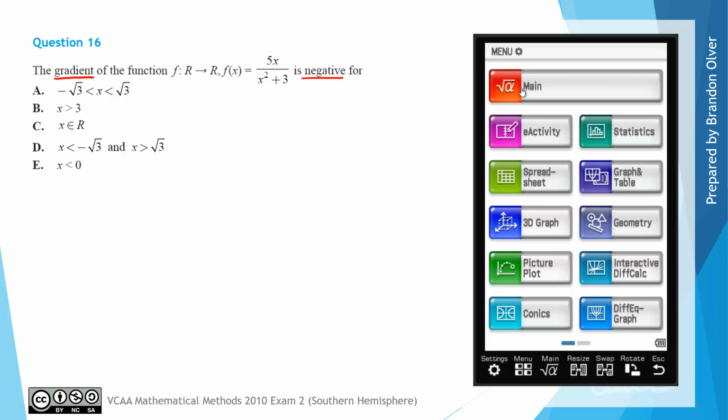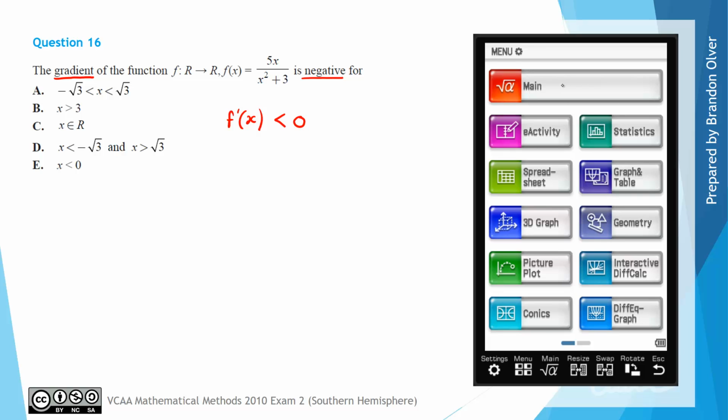If we want the gradient of this graph to be negative, we know that we need the derivative f dashed of x to be less than 0, not equal to 0, because 0 is neither negative nor positive. So we need f dashed of x to be less than 0.